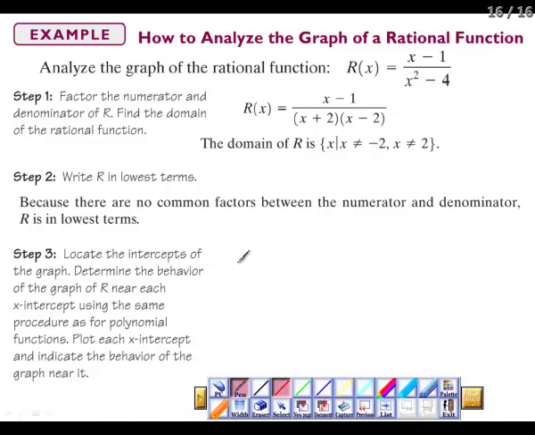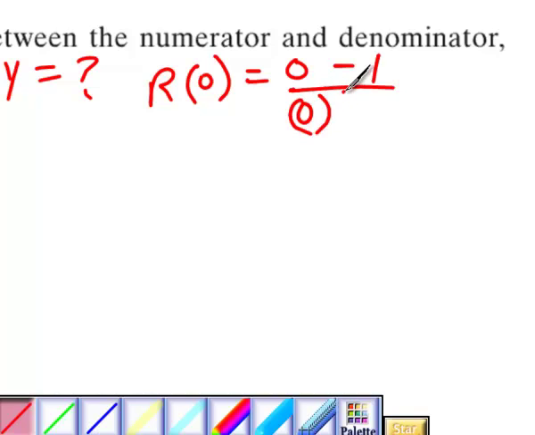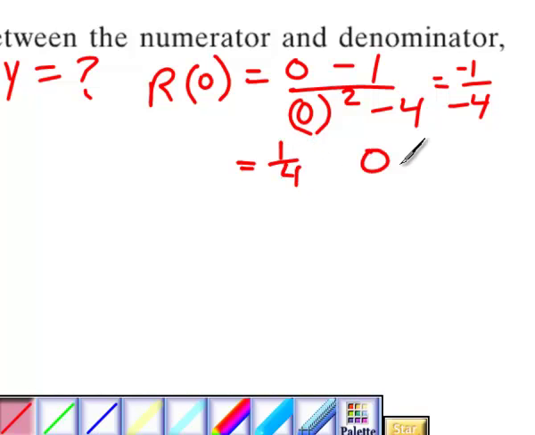So what we're going to do here is set x equals 0 and solve for y. So r of 0 equals, putting 0 in for x, 0 minus 1 over 0 squared minus 4. And we get negative 1 over negative 4, and so we get a positive 1/4. So our y-intercept is at (0, 1/4).